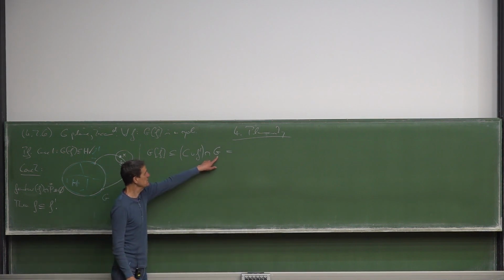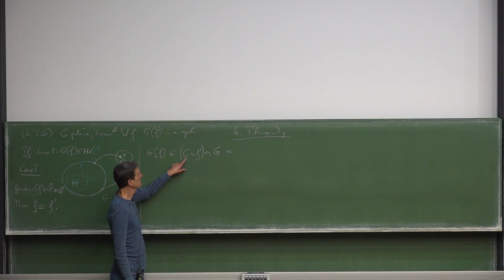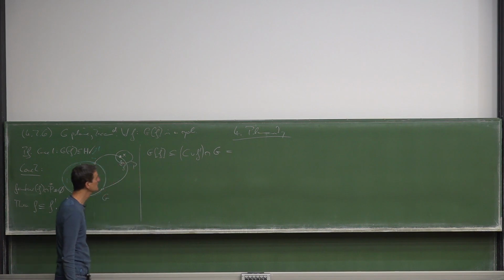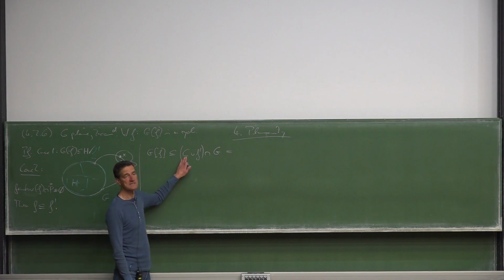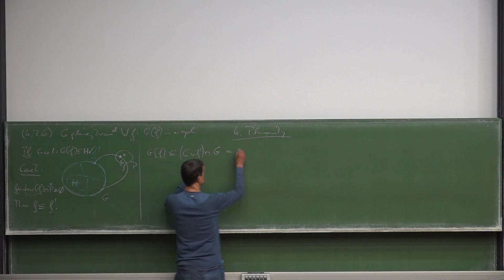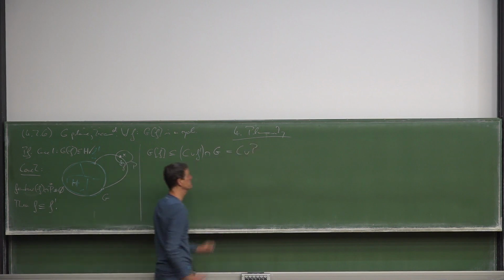Right, what does G have in C union f prime? What does it meet in there? Well, it contains the entire C, fine. And what points from f prime does it contain? Precisely P, interior of P. So that is C union P.